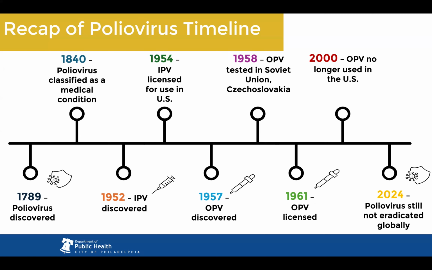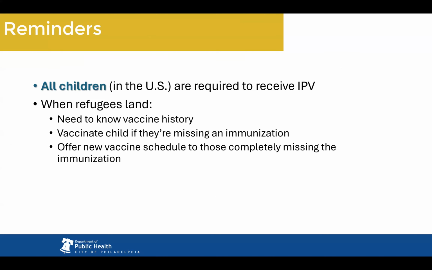Therefore, the global population is still at risk for contracting and spreading polio. We have a few reminders. One, all children in the U.S. are required to receive IPV. And when refugees land, it's important to know the vaccine history, vaccinate the child if they're missing an immunization, and offer a new vaccine schedule to those completely missing the immunization.